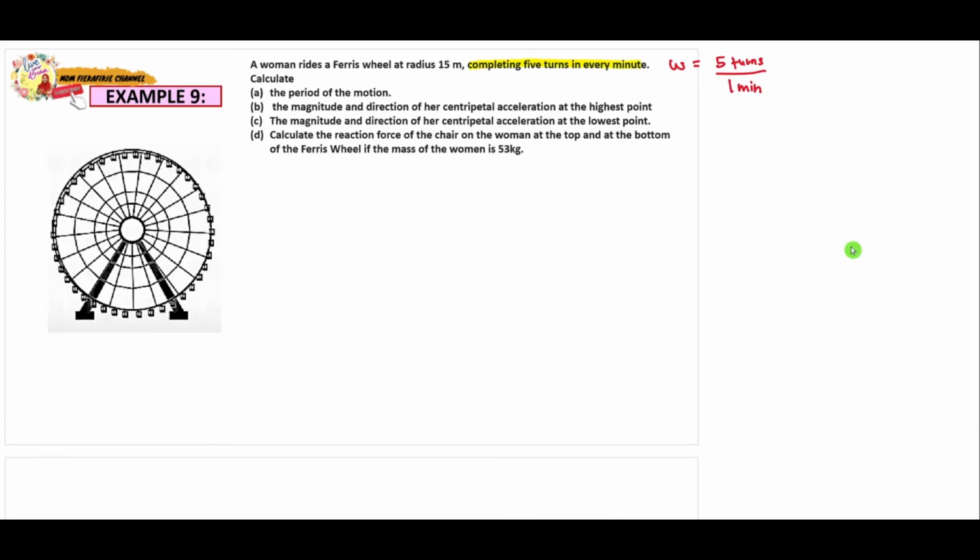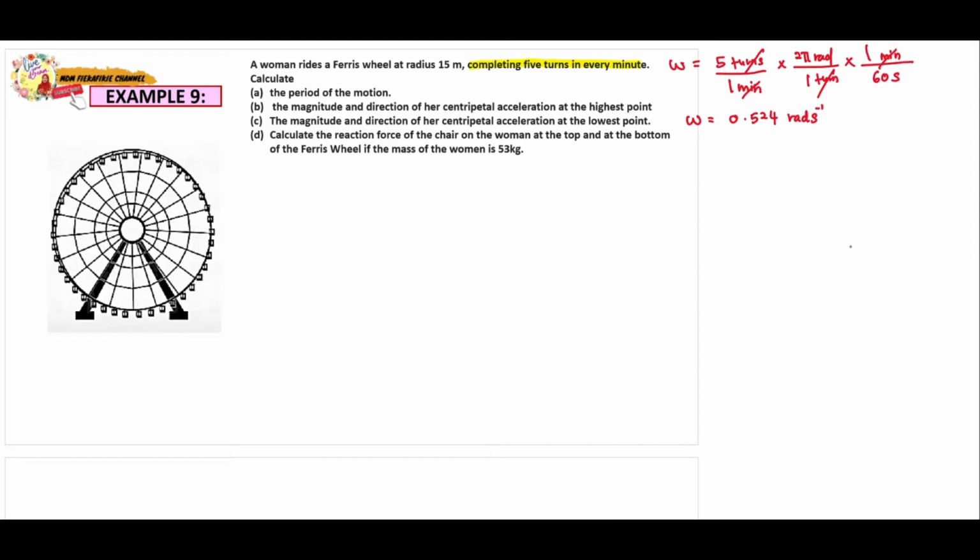Okay, so before we proceed our calculation, so make sure we change 5 turns per minute into radian per second. Okay, so this one should be turns. So 1 turn, 1 complete circle equal to 2 pi radian. So we can cancel. And then minute kita tukar kepada second. So 1 minute is equal to 60 seconds. Okay, so omega you kira you akan dapat 0.524 radian per second.